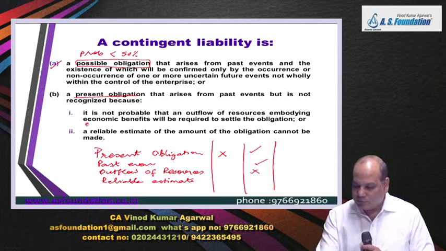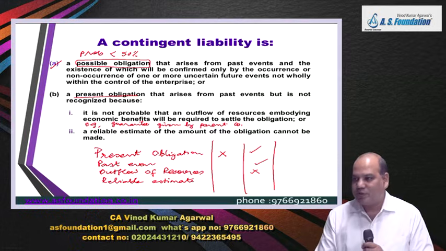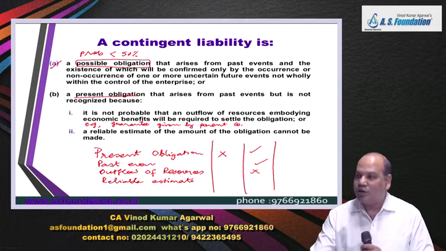For example, suppose there is a guarantee given by parent company on behalf of subsidiary. Any loss you will incur, we will pay it. So subsidiary will not have to pay anything. So it can disclose it as a contingent liability.